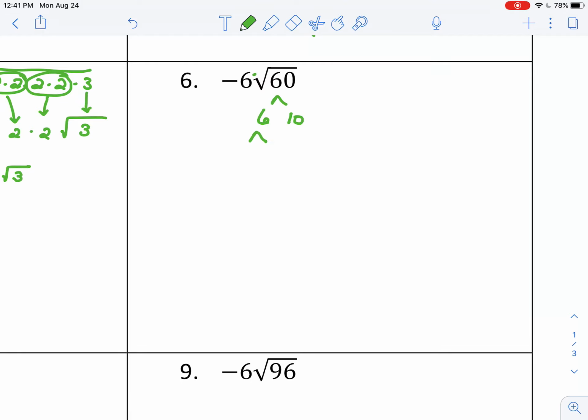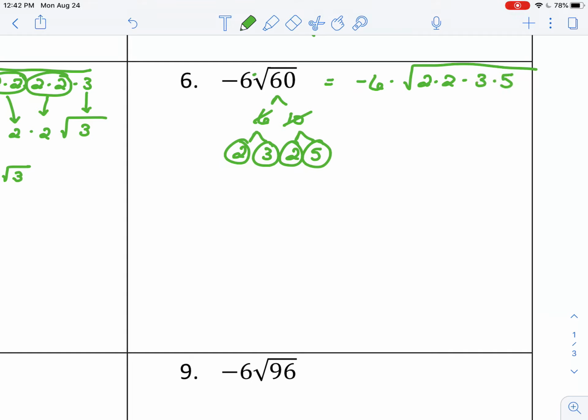But I want to break it as far as possible, and 6 is not broken down. The prime numbers that make up 6 are 2 and 3. 10 can be broken into a 2 and a 5. 2 is broken down as far as possible. 5 is as well. So I'm going to rewrite it. I'm going to not forget the number out front, which was -6, and it's being multiplied by this new radical. So instead of a 60, I'm going to rearrange them. So I'm going to put the 2 smallest numbers first, then the next smallest, then the next smallest. So I just rewrote these numbers.